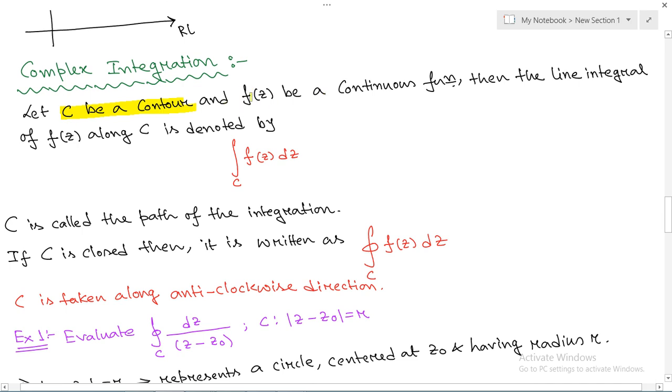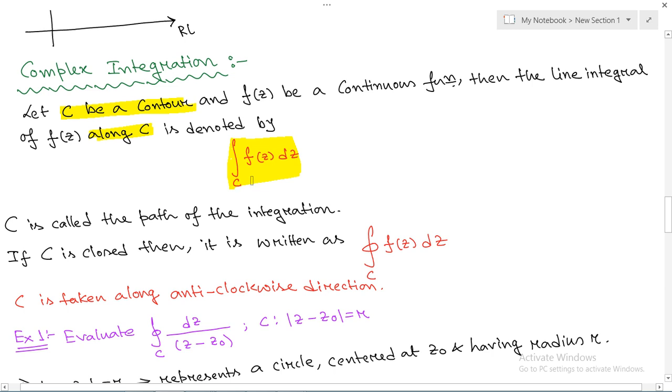Now if we want to integrate f(z) along the curve C, the integration is usually denoted by the integral over C of f(z) dz. This is the line integration. Usually we do it in vector calculus also; the concepts of vector calculus you can use here too. The integral over C of f(z) dz represents the line integration, where C is known as the path of integration.